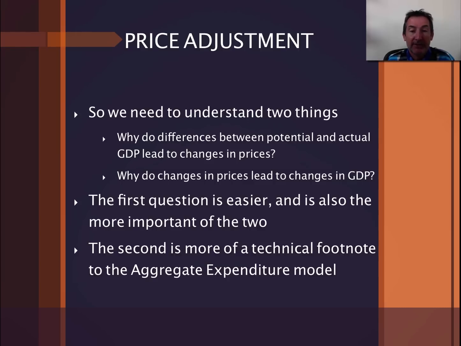The first question is the easier one of the two, and it's also really the more important one, because it's the first question that will tell us about what we expect inflation to be in the short run, based on the aggregate expenditure model. The second question, why these changes in prices actually lead to adjustment in GDP, bringing the economy back to long-run equilibrium, that's really more of a technical footnote to the aggregate expenditure model, but I do want to go through it just for completeness' sake.